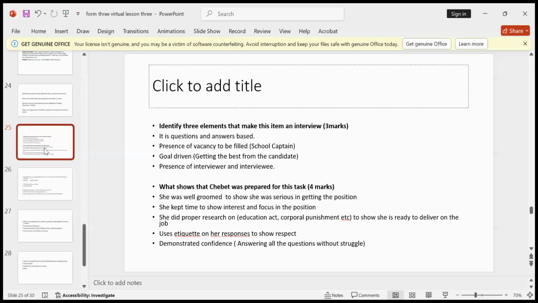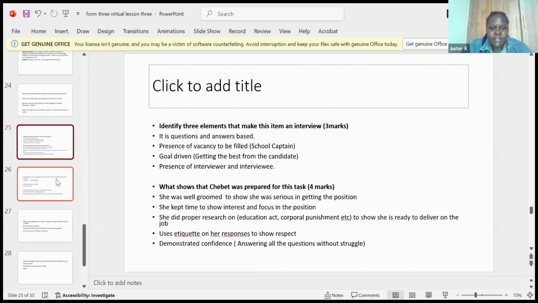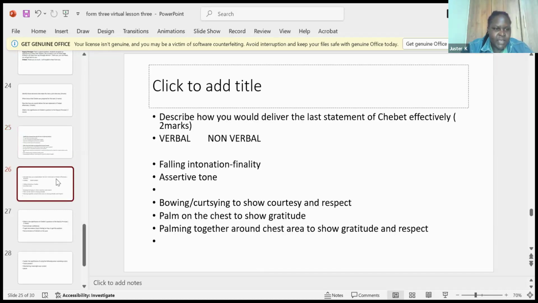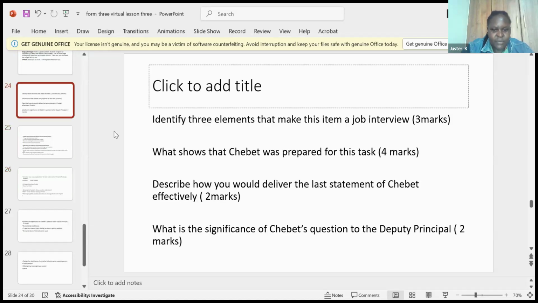Demonstrated confidence in answering all the questions without struggle. Yes, there's no time where we see her maybe looking outside or being distracted or not having an answer. So she demonstrated a lot of confidence in her answers. Okay, we go to the next question.